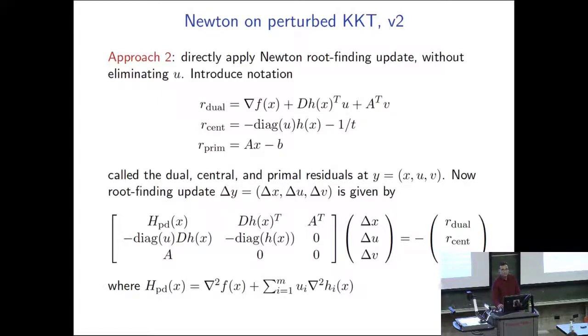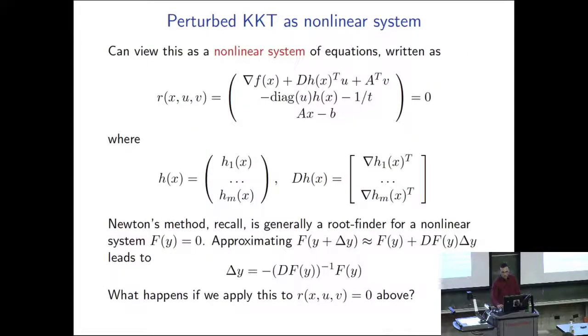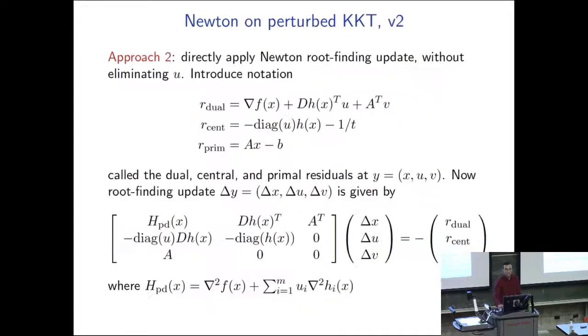Other questions? Yeah. For the barrier method, we effectively go through all the variables multiple times before updating t, whereas with the primal dual method we go delta x, delta u, delta v, then update t. Yeah, it's a good question. I guess from this perspective, it's not clear why we need to iterate more with this than with this.